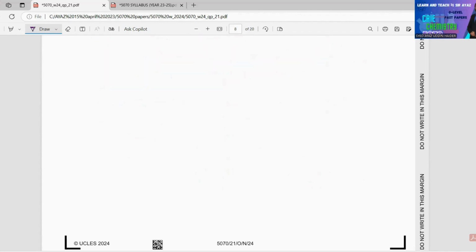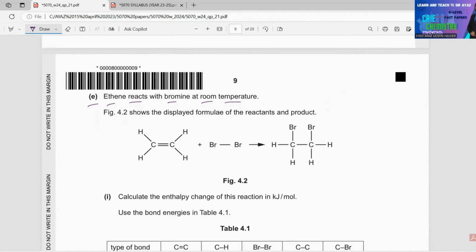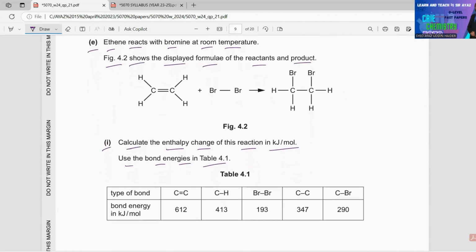Move to next part. E. Ethene reacts with bromine at room temperature. Figure 4.2 shows the displayed formula of the reactants and products. So here's the reaction. Number 1, calculate the enthalpy change of this reaction in kilojoule per mole. Use the bond energies in table 4.1. So bond energy is provided.